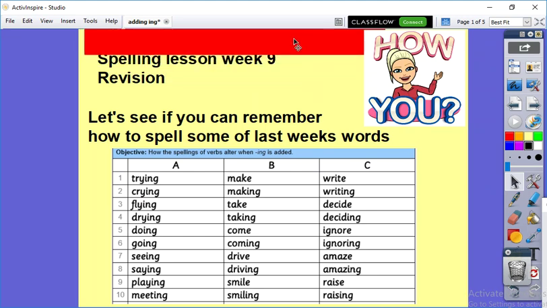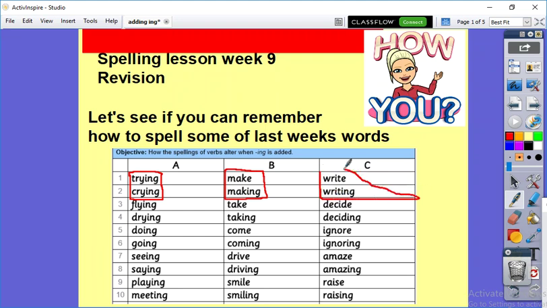Okay, here we go. There are our words. Trying and crying. Okay, have a look to see if you got them correct. Make and making. And last of all, write and writing. Okay, if you got both of those words right, you can give yourselves a house point. Put a tick on your whiteboard to indicate a house point, and then show your teacher after the lesson.